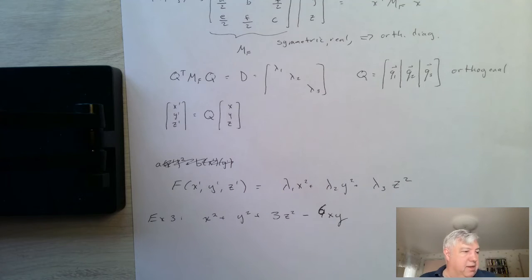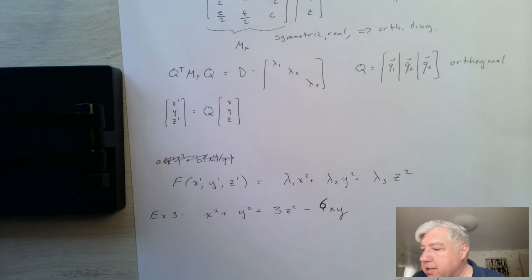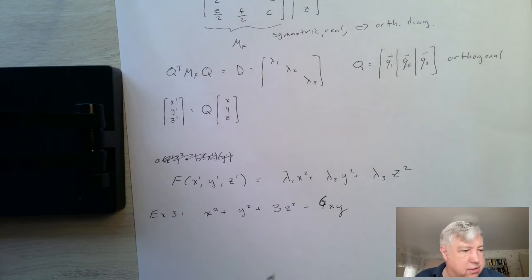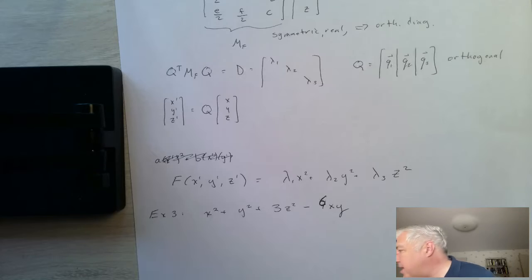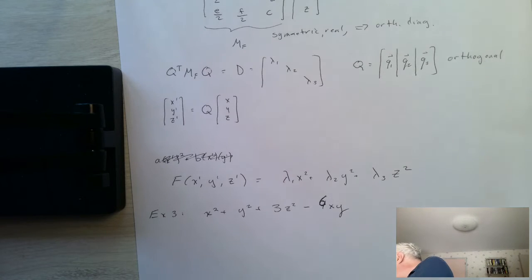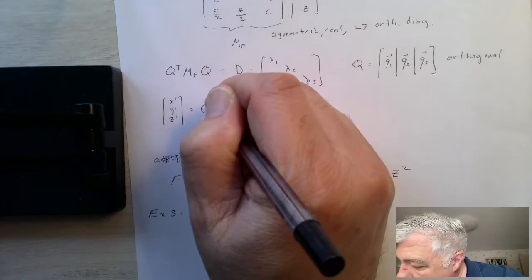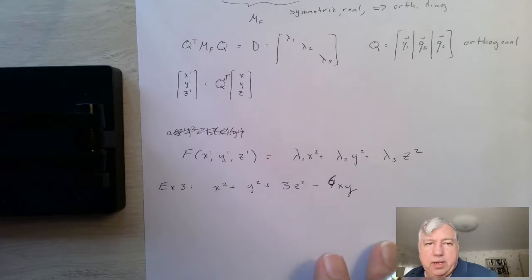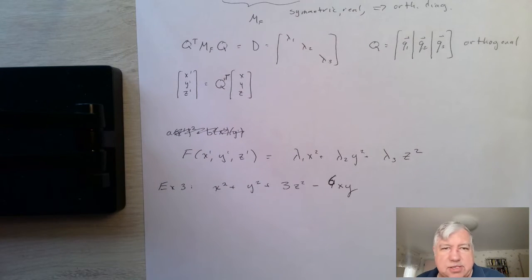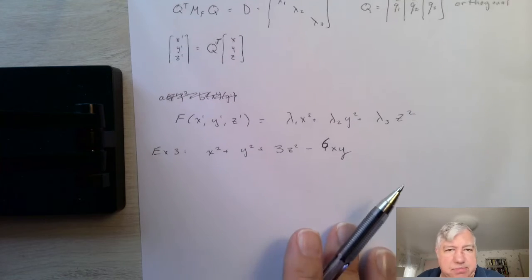And I think this should be Q transpose, if I did this right. Yeah, this should be Q transpose. It didn't affect the last example because Q was symmetric, but anyway.